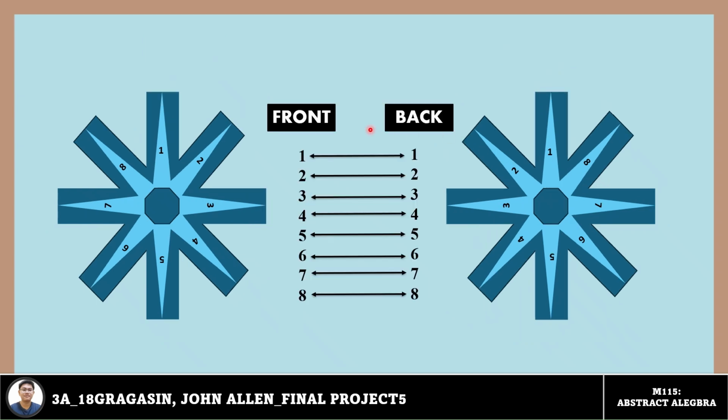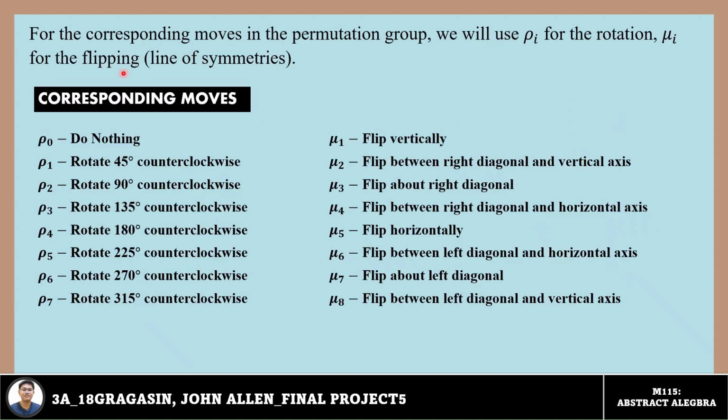So for our front and back, 1 is to 1, 2 is to 2, 3 is to 3, 4 is to 4, 5 is to 5, 6 is to 6, 7 is to 7, and 8 is to 8. So for the corresponding moves in permutation group, we will use rho sub i for rotation and mu sub i for flipping or line of symmetries.